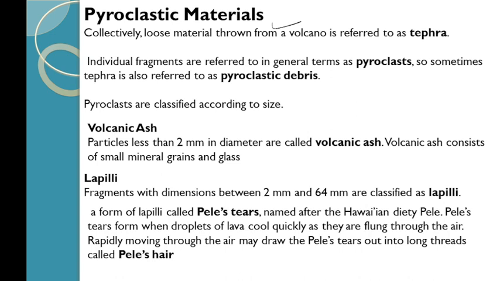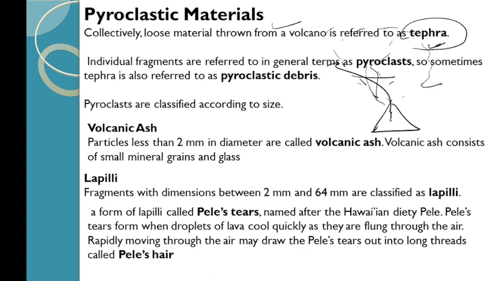Pyroclastic is a collective term for loose material thrown from a volcano. When the volcano erupts, many loose materials are erupted. That forms a tephra-like structure. This is tephra. Collective loose material thrown from a volcano is referred to as tephra. Everyone underline this. And individual fragments are referred to in general terms as pyroclasts. All of it is called tephra, but an individual fragment like this one is called a pyroclast.